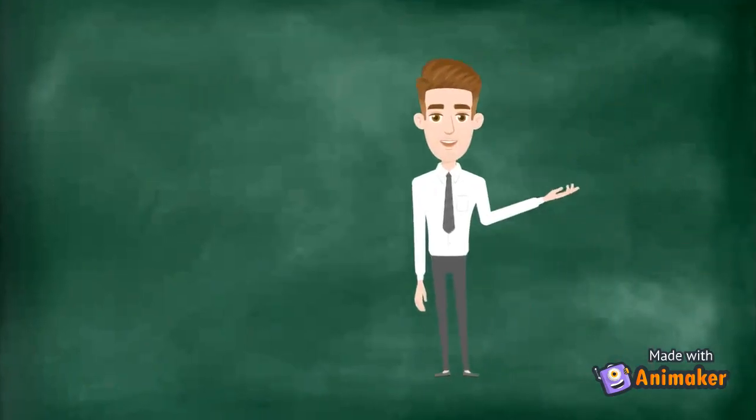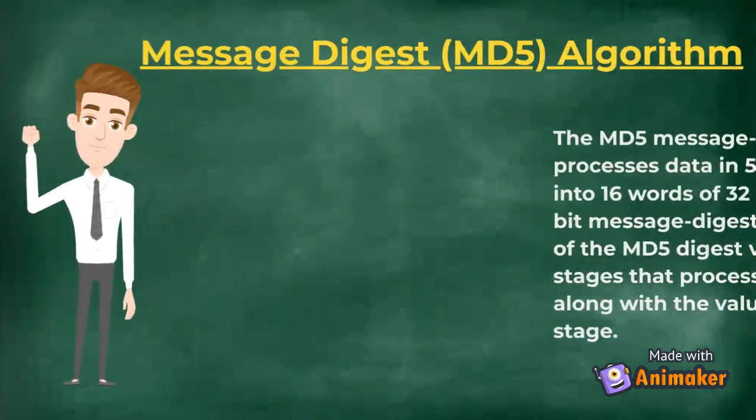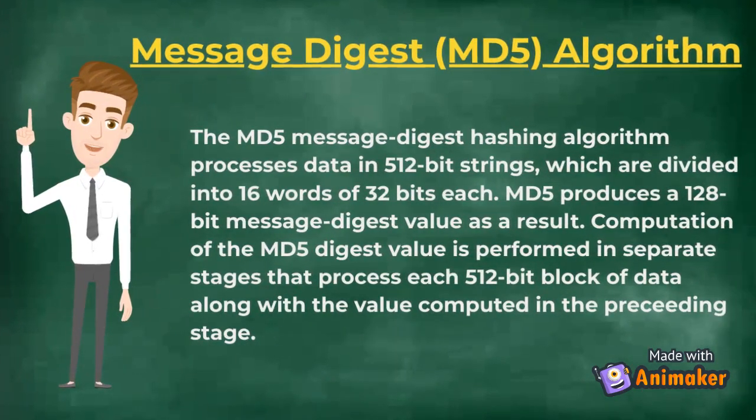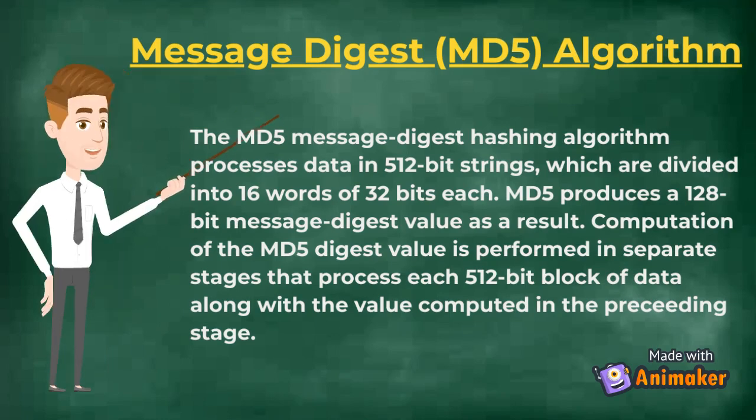Next one is MD5, or the message digest algorithm. The MD5 message digest hashing algorithm processes data in 512-bit strings, which are divided into 16 words of 32 bits each. MD5 produces a 128-bit message digest value as a result. Computation of the MD5 digest value is performed in separate stages that process each 512-bit block of data along with the value computed in the preceding stage.